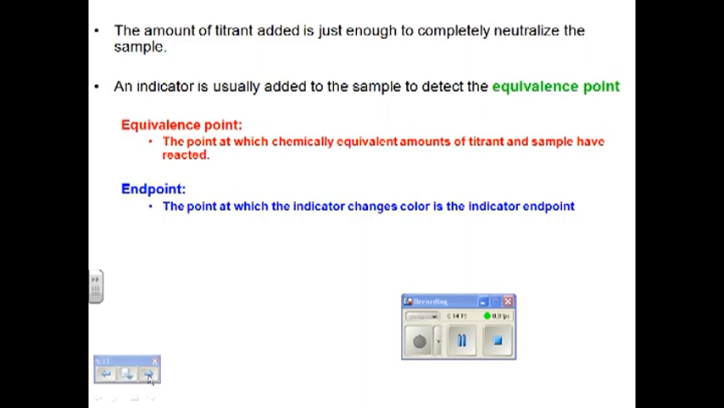The amount of titrant added is just enough to completely neutralize. Indicators are added to detect the equivalence point, but they're not the same. Again, at the equivalence point, chemically equivalent amounts of titrant and sample have been reacted. The endpoint is where the indicator changes color.